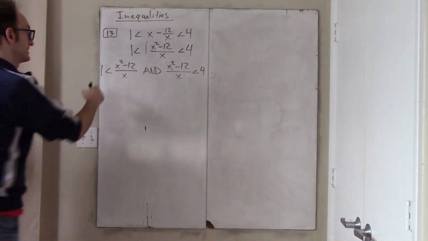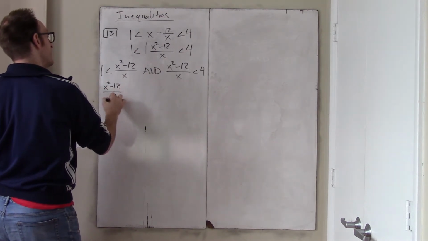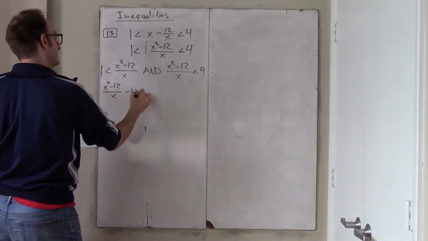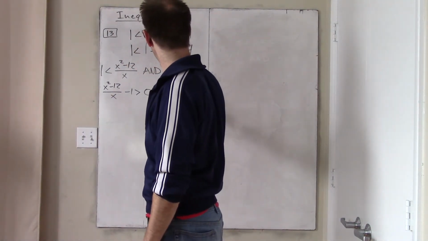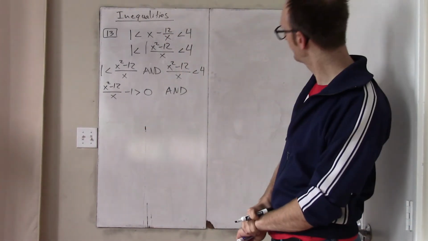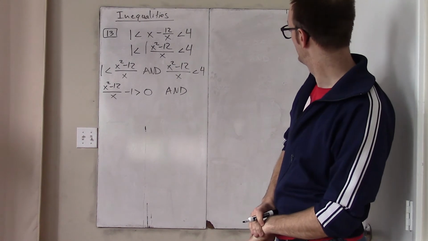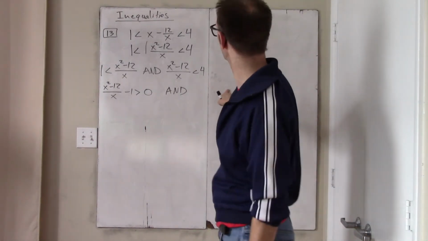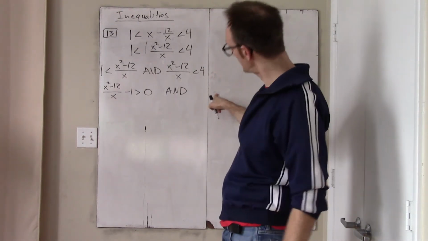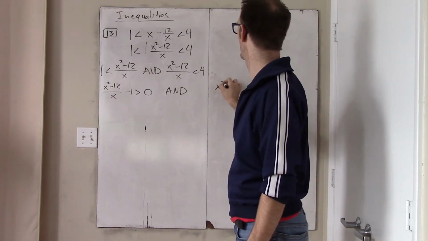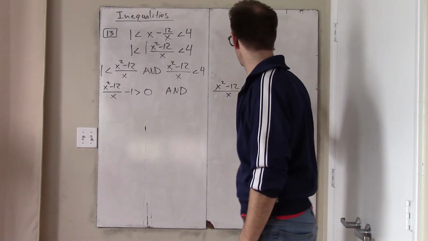I will subtract 1. So we get x squared minus 12 over x minus 1 is positive. And I'll get a little bit more room here. That should be enough space. So, what's the other thing that's supposed to be true? It's supposed to be true that x squared minus 12 over x minus 4 is negative.